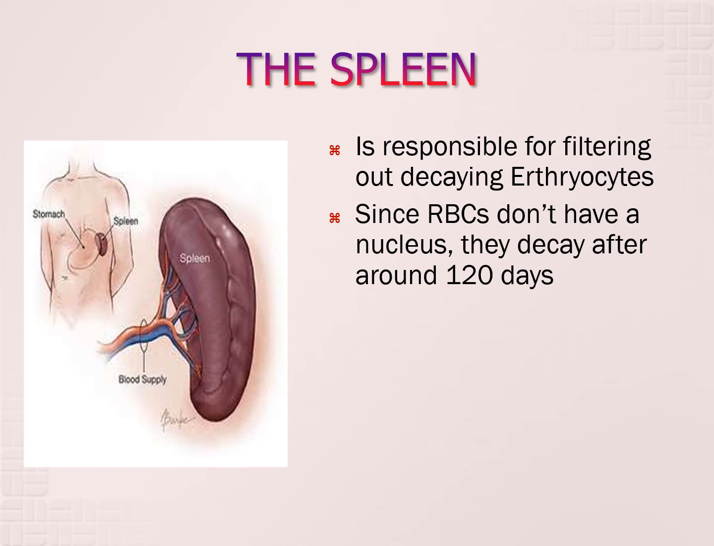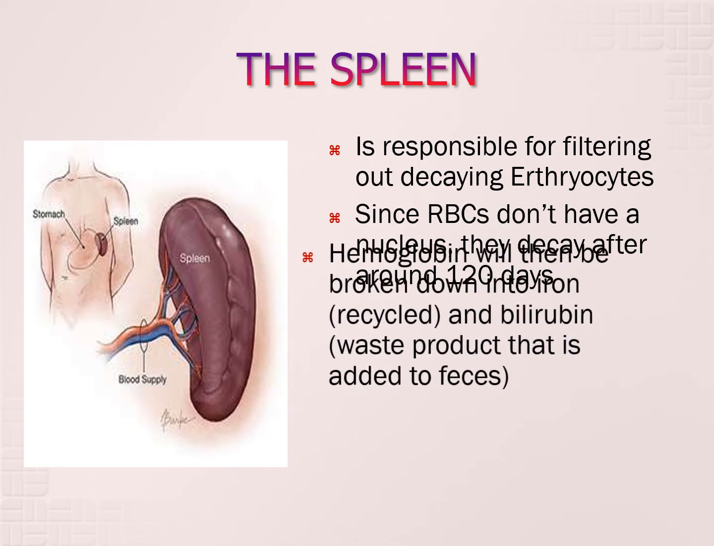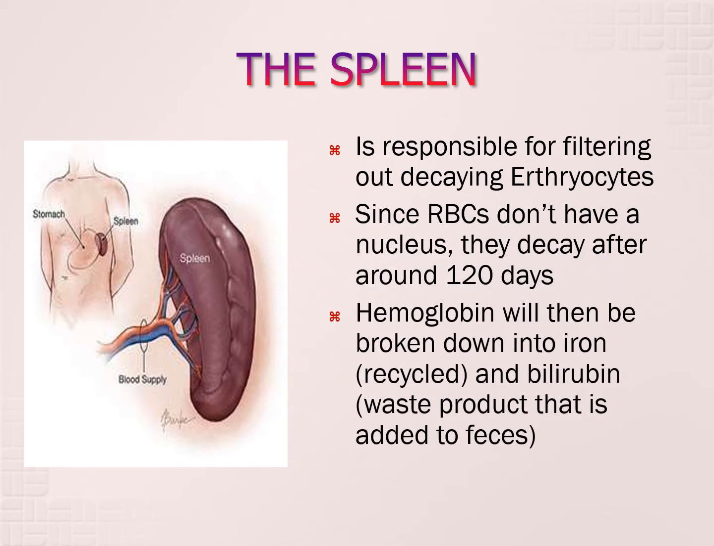And when things decay, they give off hydrogen ions, and hydrogen ions can change the pH of a solution. And they can begin to make your bloodstream acidic. So we need our spleen in order to filter this out. Okay. Now, iron is very precious to our body. So as the spleen is filtering out the red blood cells, hemoglobin will be broken down. And it's broken down into iron, which will then be recycled, and something called bilirubin.